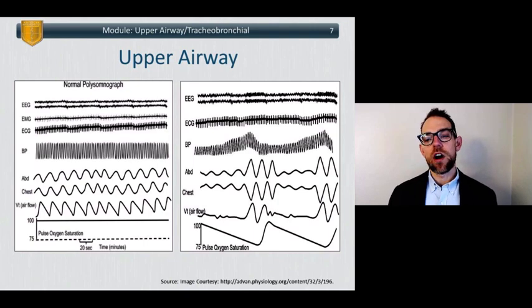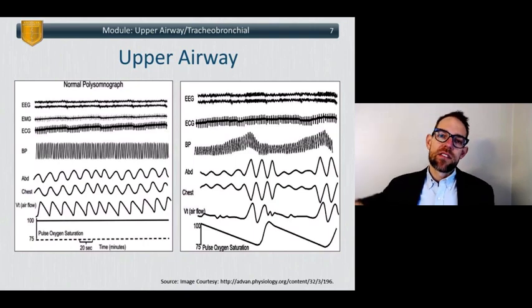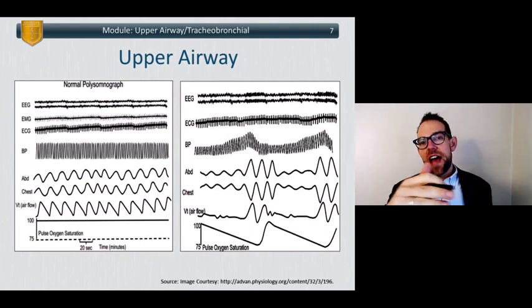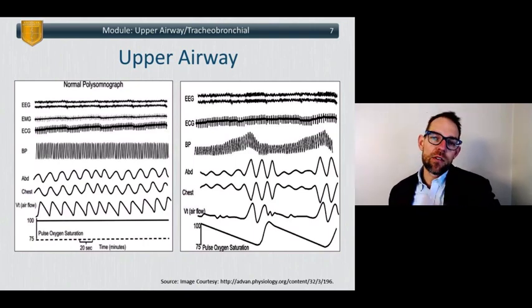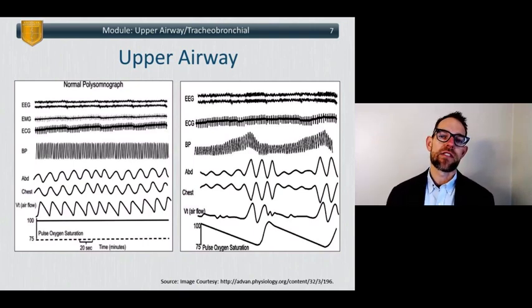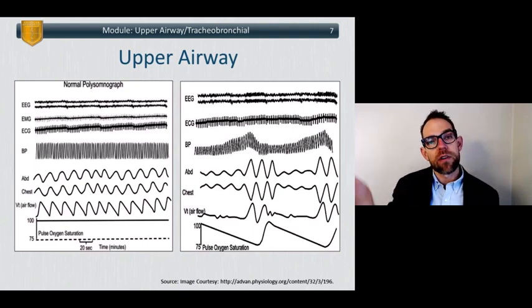tidal volume is low, and then saturation starts to trail off, and then they get that as they wake up. That snoring episode, abdomen and chest work in synchrony. They start to have breathing, a tidal volume, saturation comes back up. And of course, after this long period of holding and increasing CO2 and decreasing oxygen saturation, that's when you see the blood pressure start to rise.